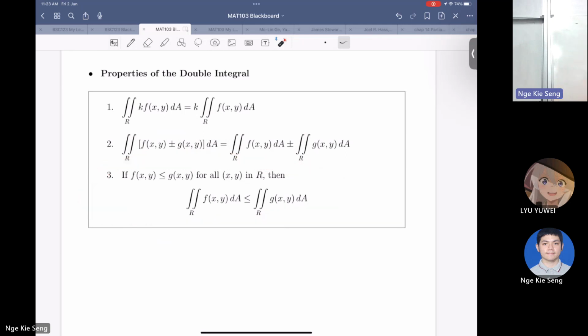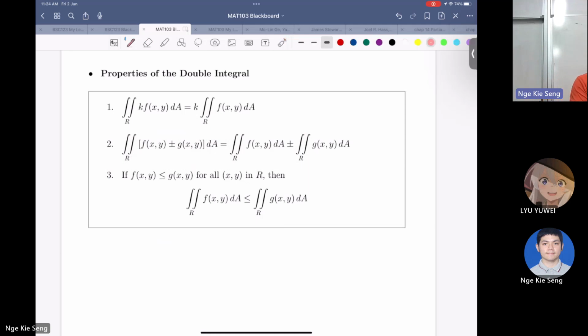If f is bounded by another function g, the double integral respects this inequality. This is a very nice property: the double integral preserves boundedness. So how do we prove this? You need to use the original definition of your limit.